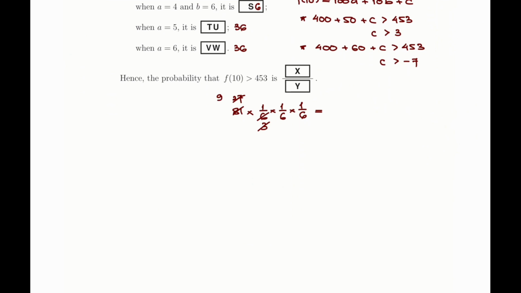Wait a second, I think I miscalculated. Let me check. If I divide by 3, this is 27. Okay, I divide it by 3 again, I will get 9. Divide by 3, divide by 3, 3. So my final answer is 3 over 8. This is for letters X and Y.